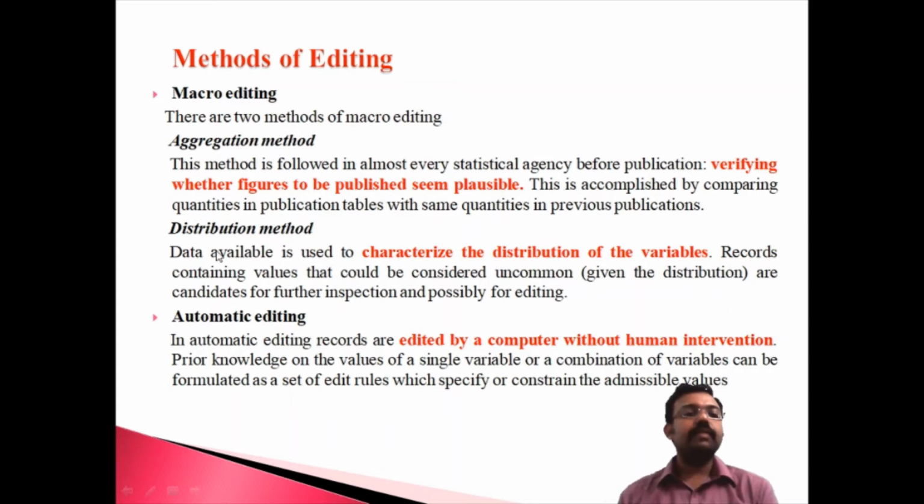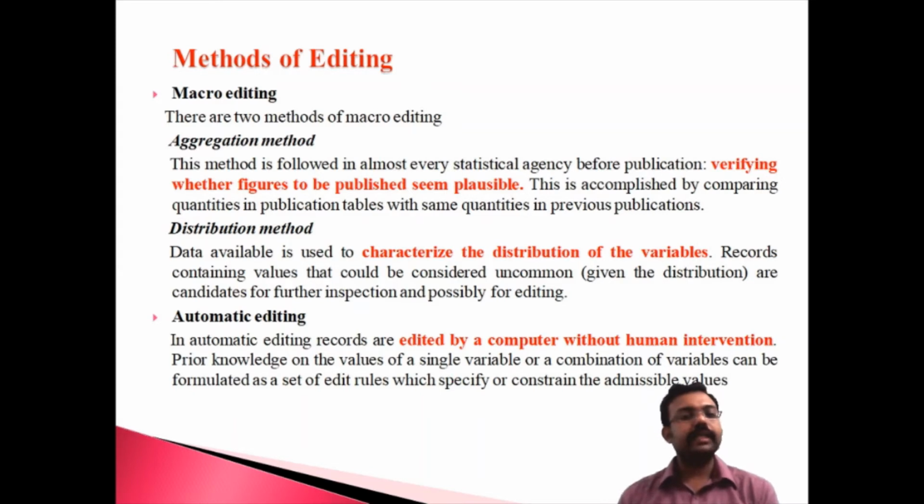Another method of editing is known as the distribution method. That means the data available is used to characterize the distribution of the variable. You are focusing on certain variables, and you are collecting the data based on those variables. The variables are a very important element. Suppose you are collecting data related to age. Age is one of the important independent variables.